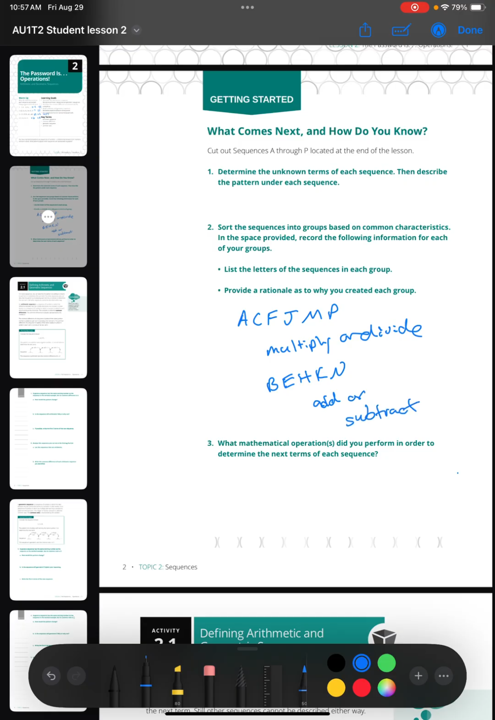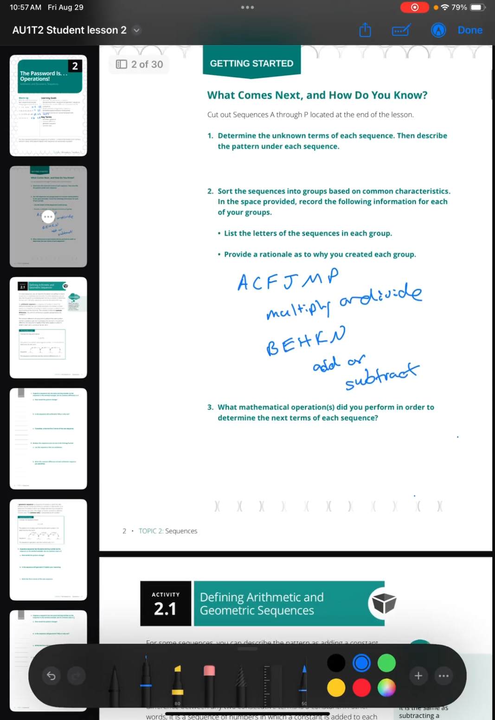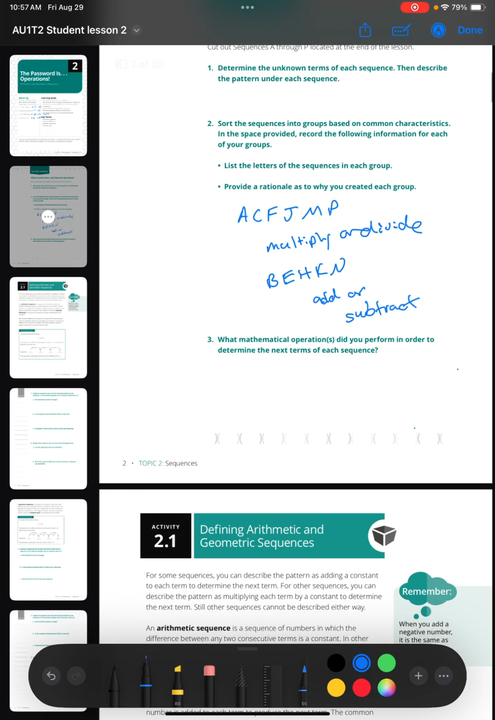Now, I didn't include ones that some of them had multiple operations where we were adding a number and then like the one we multiplied or added one and then multiplied by -1. Technically, we got two operations going on there. But I think those are the two most obvious groups. So what mathematical operations did you perform in order to determine the next term in the sequence? Okay, some were adding, subtracting, multiplying, or dividing. And some were doing the same every time.